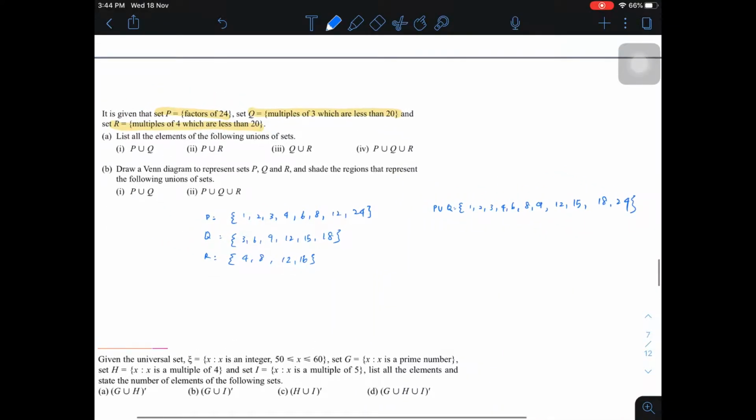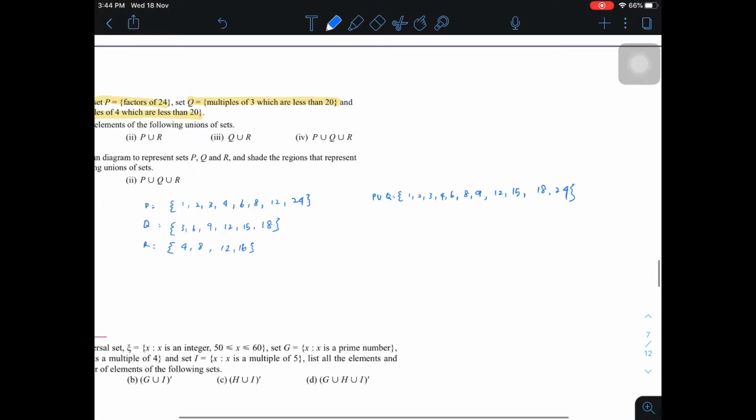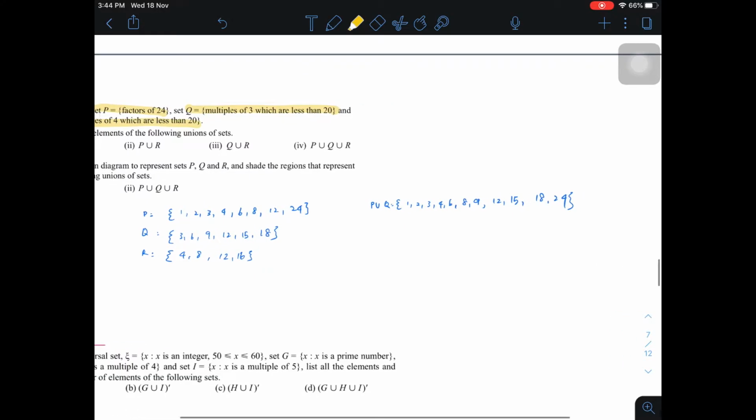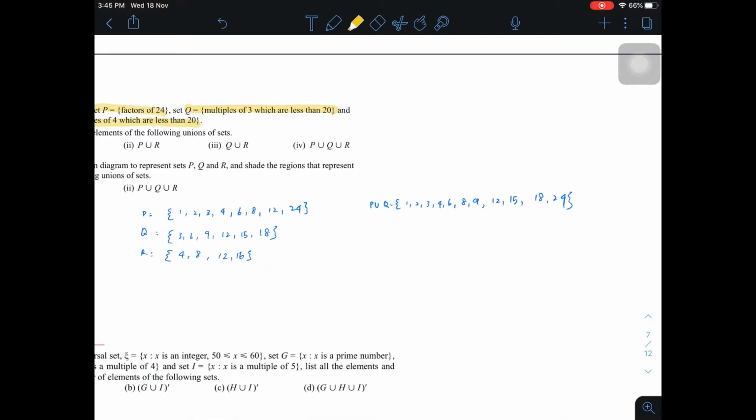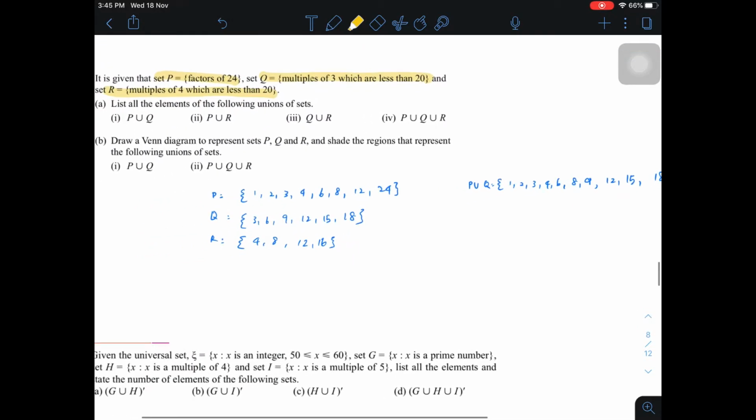Again, P union R is the second question, which would be a combination of 1, 2, 3, 4, 6, 8, 12, 16, and 24. That is P union R. And then we talk about Q union R. Q union R would be Q combined with R, which is 3, 4, 6, 8, 9, 12, 16, 15, 18.